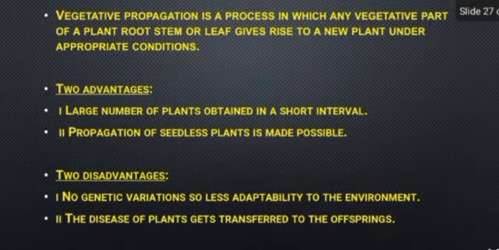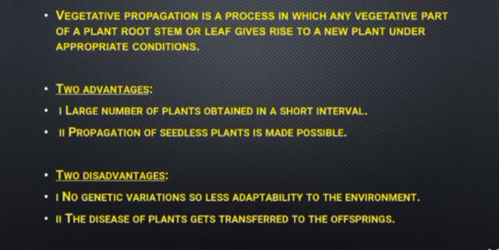Vegetative propagation is a process in which any vegetative part of a plant, like root, stem, or leaf, gives rise to a new plant under appropriate conditions. And here we have listed two advantages of vegetative propagation and two disadvantages.